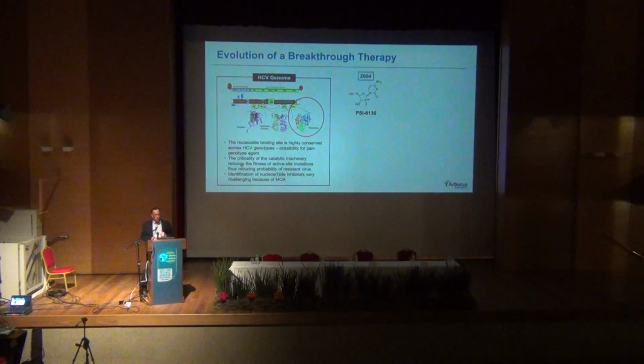However, in 2004, we identified this molecule known as PSI-6130. It's a 2'-fluoro, 2'-methyl cytidine nucleoside. This molecule was shown to be minimally potent against the virus, about 4.5 micromolar of EC90. What was interesting about it, though, was that it was very safe.